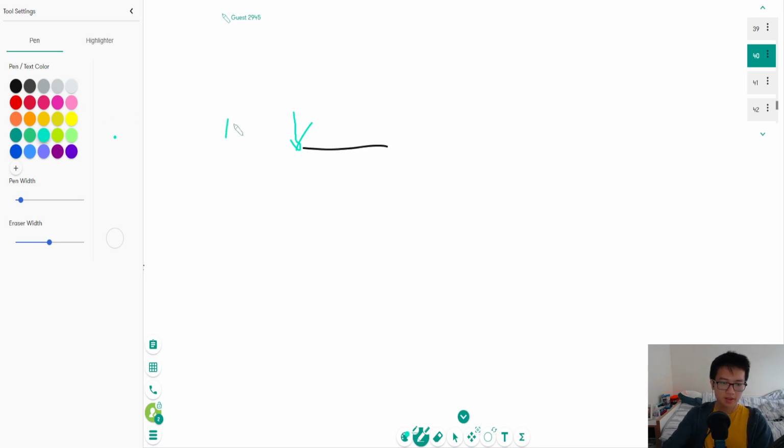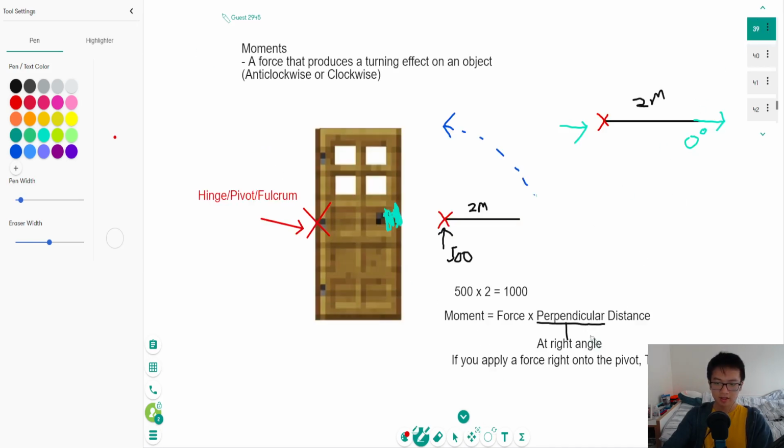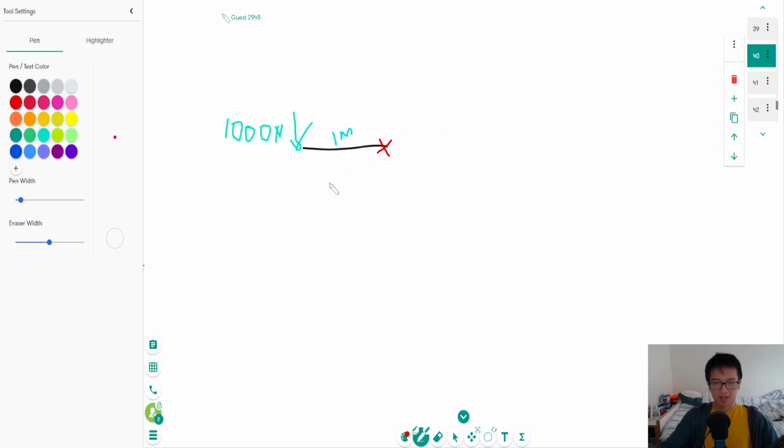And let's say you exert 1,000 newtons on this handle, and the handle is 1 meter, and this is where the pivot of the handle would be. From using the formula here, moment equals force times perpendicular distance, you would calculate the moment here by using 1,000 multiplied by 1, which is just 1,000.